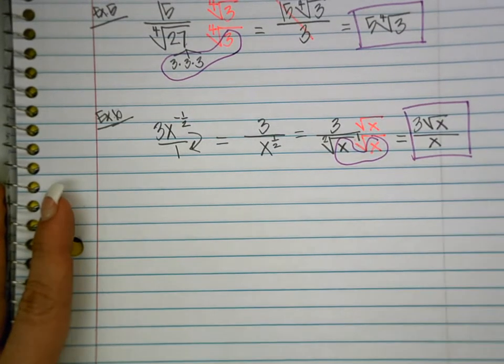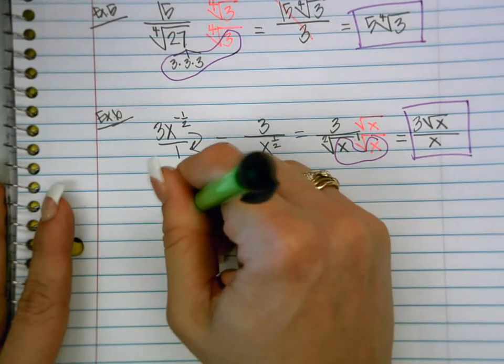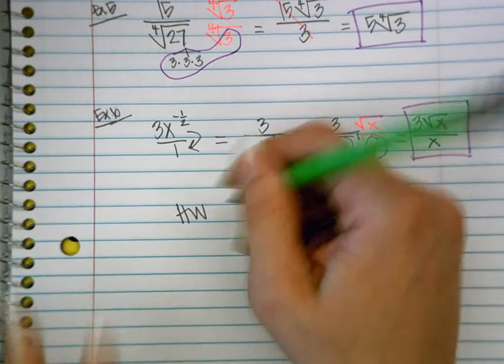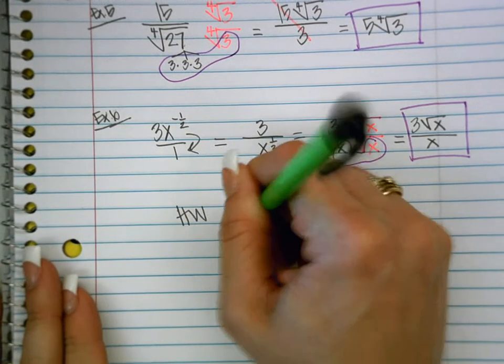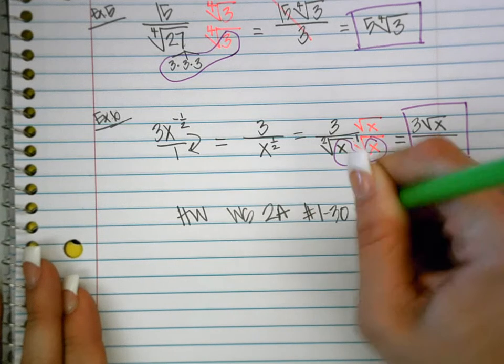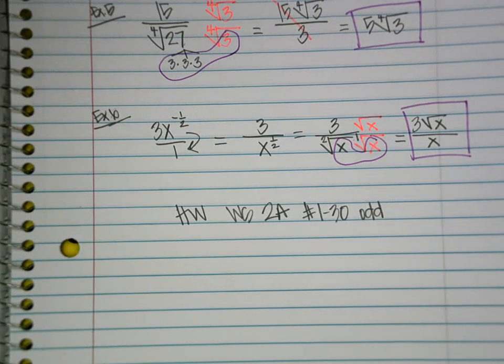For this part of notes, your homework is in your green book, not the actual big book, but the worksheet book. You're working on worksheet 2A, and you're doing the odds, 1 through 30 odd. You'll have to look in your green book, and they're not all numbered exactly the same, so it's Unit 6, Worksheet 2A. Anyone have questions on that?